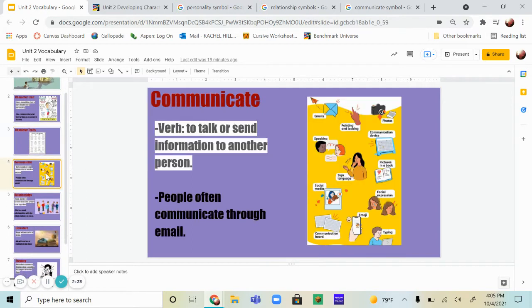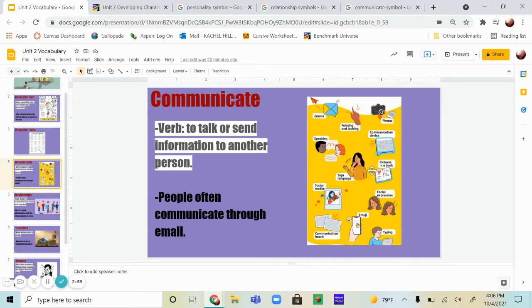Our second term today is communicate. You all know how to communicate. And this is to talk or send information to another person. But looking at our picture here, we have a lot of ways we can communicate with people. We can communicate with our facial expressions. You all communicate with me every morning with your emoji check-in.